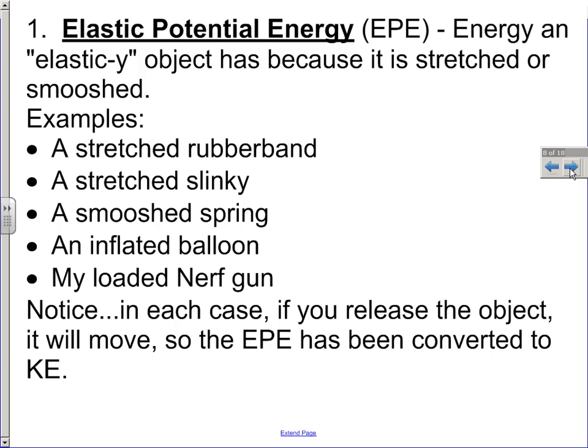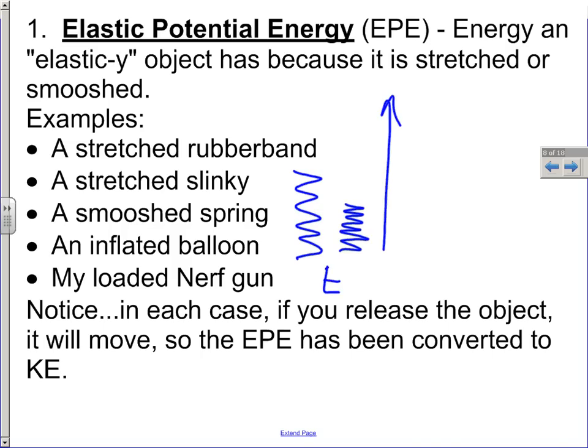All right. So the first one is what I'm going to call elastic potential energy. This is energy that an elastic object has because it's stretched or smushed. If you imagine stretching a rubber band out, you're storing energy within that rubber band. If you let it go, it goes shooting across the room. You're converting the elastic energy it has when it's stretched into kinetic energy it has since it's moving when you let it go. And the same thing can happen to a slinky, right? If you stretch a slinky, or if you smush a spring, like if you've got a spring that looks like this, and then you smush it, right? When you let go of it, it's going to go shooting up into the air.